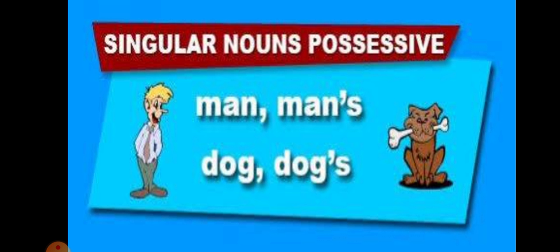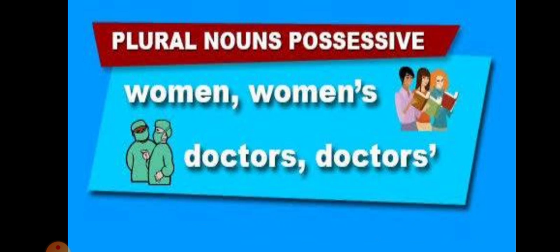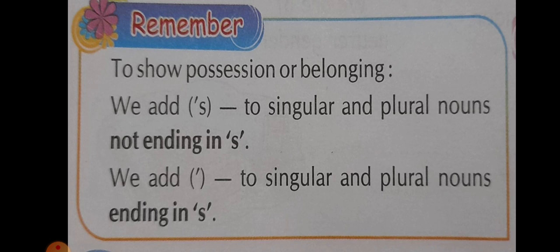Singular noun possession. For singular we use apostrophe S, and for plural, if there is S in the last, we will use only an apostrophe, and if there is no S in the last, then we will use apostrophe S. So, you have to remember this. To show possession or belonging, we add apostrophe S to singular and plural nouns not ending in S.